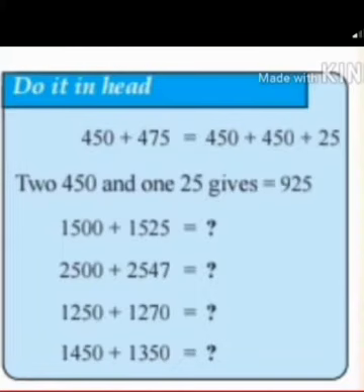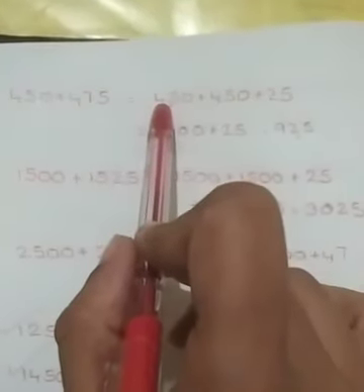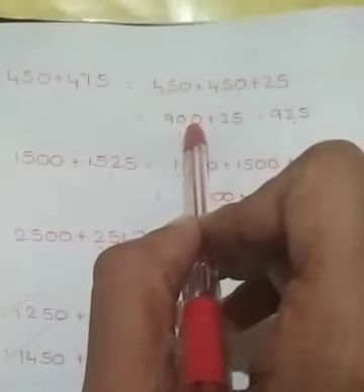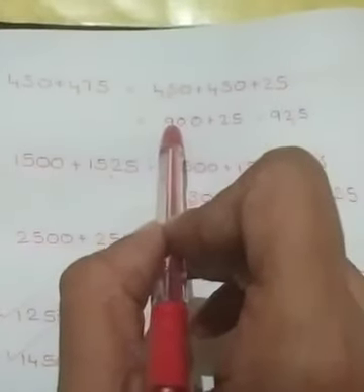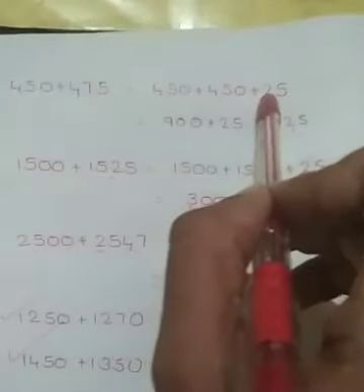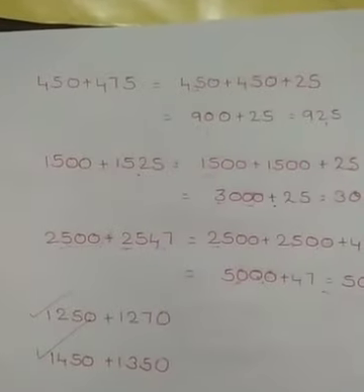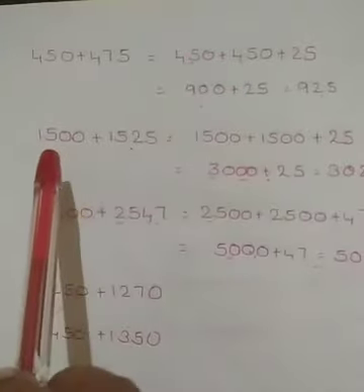Okay. The next question is, do it in head. First question is 450 plus 475. How can we do this? We split 475 as 450 plus 25. Then first we add 450 plus 450. 0 plus 0, 0. Our next duty is only add 45 plus 45. What is the answer? 90. So our answer is 900. Then only 25. That means 900 plus 25 is equal to 925. We can do this in mind also. Note, do not take pen or pencil. Okay. Regular practice.